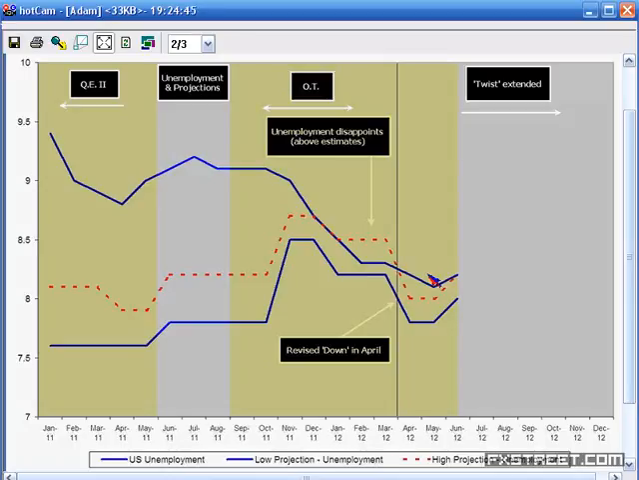The Federal Reserve, notice the blue lines over here. U.S. unemployment rate was starting to decline to the downside, but they really brought down the projections right before the end of Operation Twist. In April, May of this year, the Federal Reserve met. Their projections were ratcheted down a lot, down to a 7.8% unemployment level, 7.8 to, let's say, 8.2.